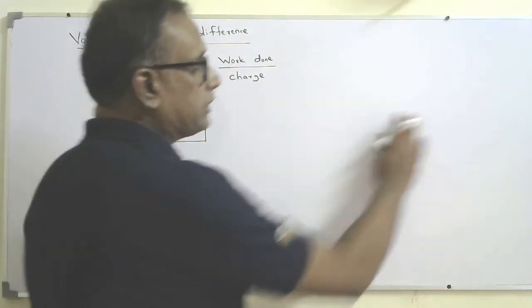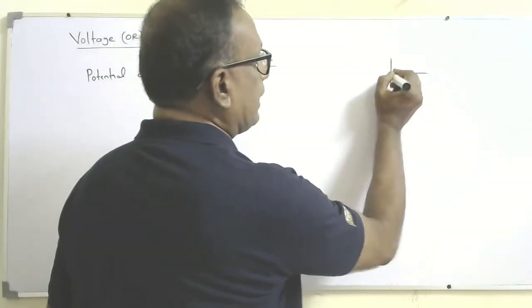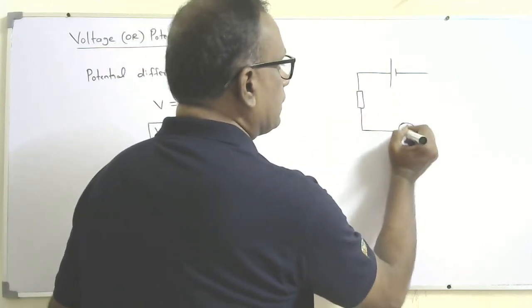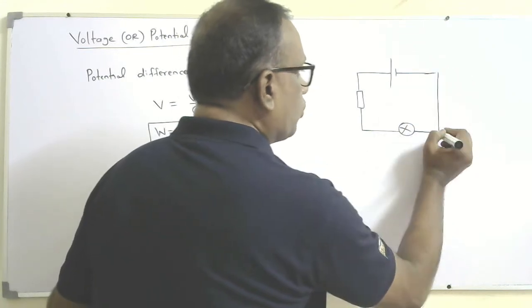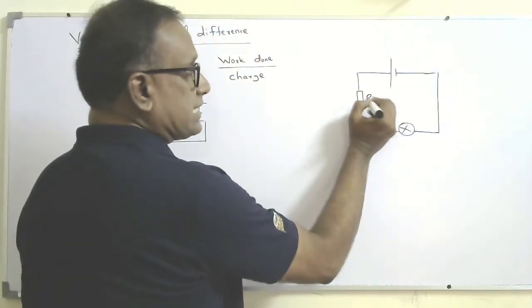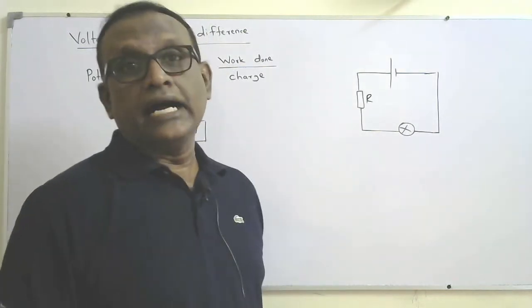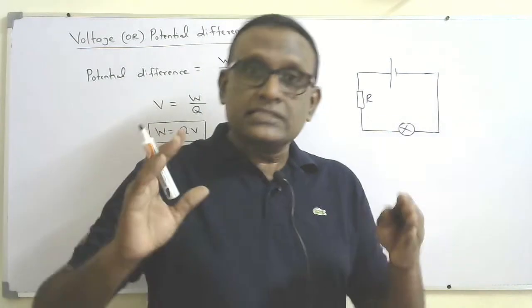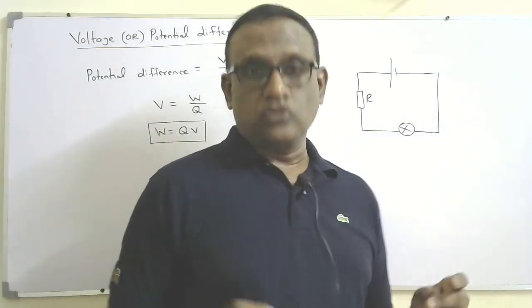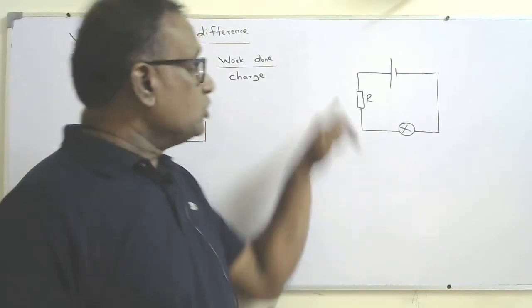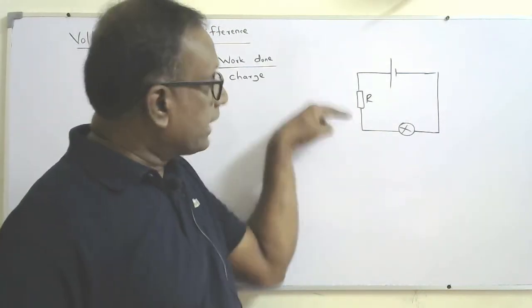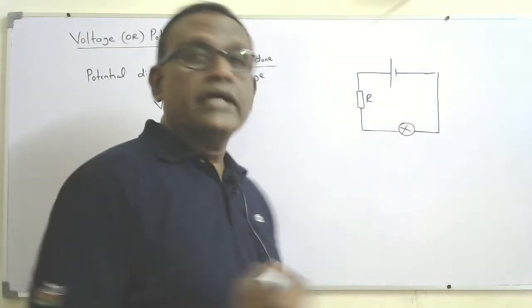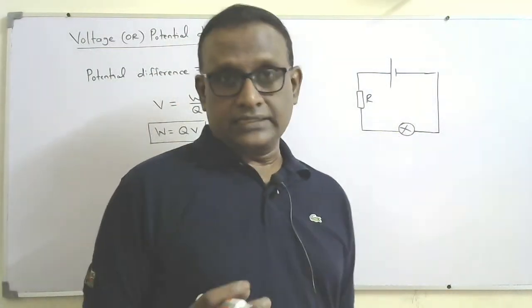Say, for example, in a simple circuit, if you consider a cell and a resistor, maybe a bulb, to move electrons through this resistor, work should be done on those electrons because the resistor's atomic planes will oppose the flow of electrons. So work should be done to move electrons from one point of the resistor to the other. The same way, to move electrons through the bulb, work should be done to move those electrons, right?